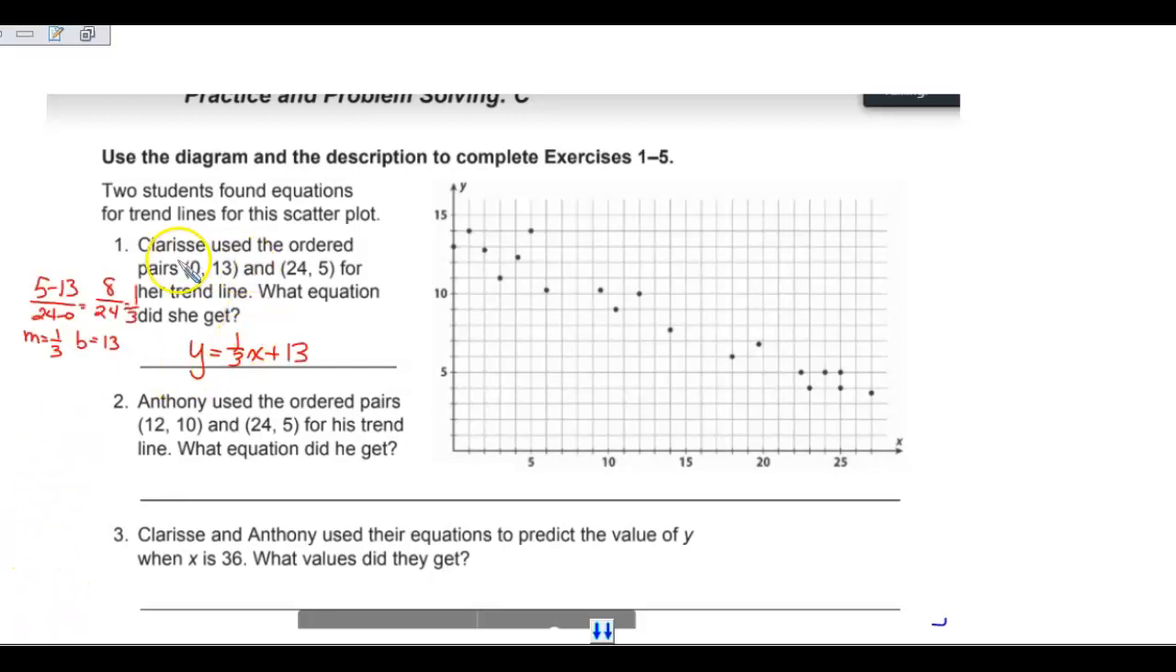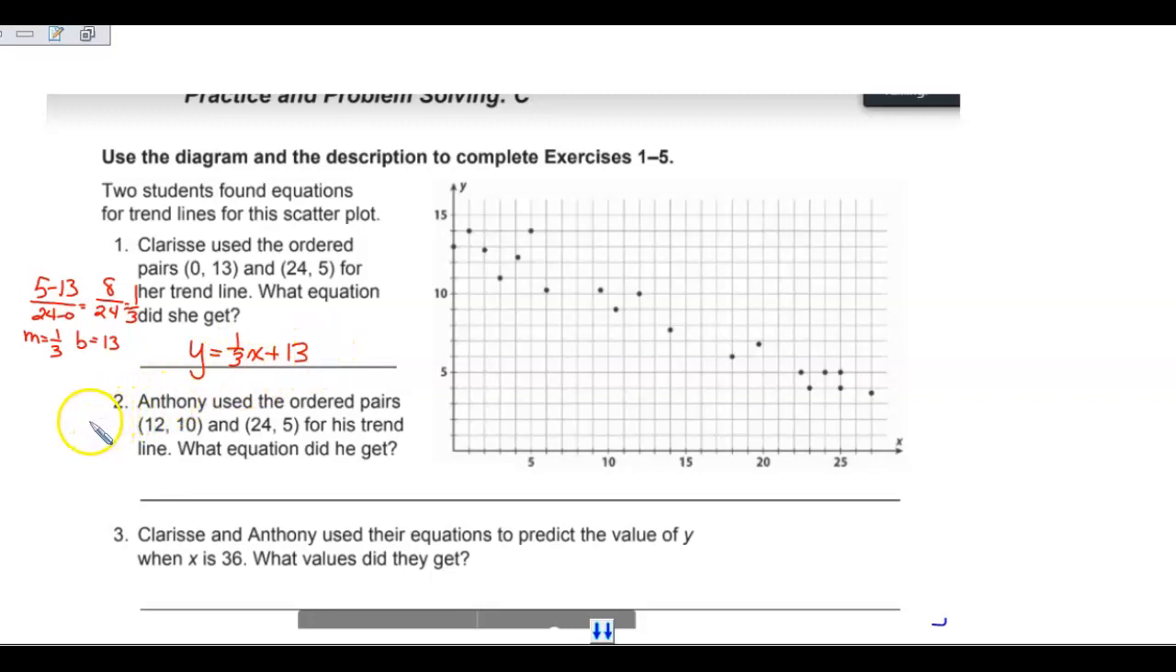I took the two points that she had for her line and found the slope, which is -1/3. I see that x is 0 at one point, and I know that that's going to be my y-intercept, so that's 13. So I have y equals -1/3 x plus 13.